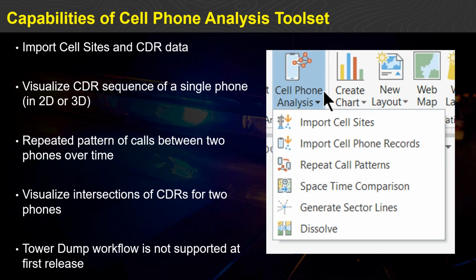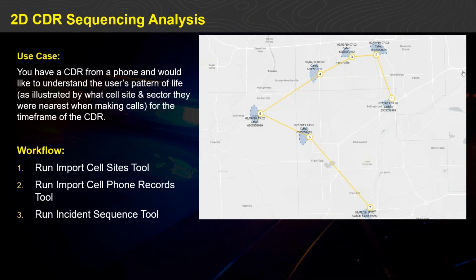Right now, at the first release, we were really focused on a core set of tools specifically for analysis of cell phone data. So just walking through some of the actual analytical capabilities of these tools. The first one, as I mentioned, is the 2D call detail record sequencing. The use case here is you've got a call detail record from a phone and you want to understand that user's pattern of life. So you want to understand, okay, they made these 15 calls in the order in which they made the calls. How did they move? Maybe that has some kind of relevance to your investigation, that they moved from place A to place B and they did it in a certain path and direction.